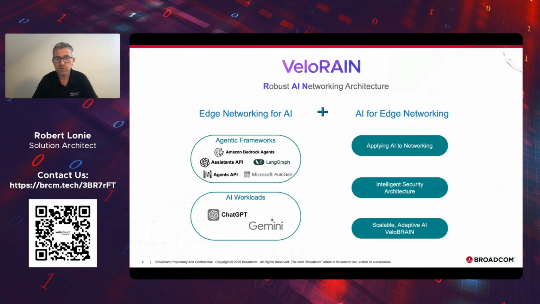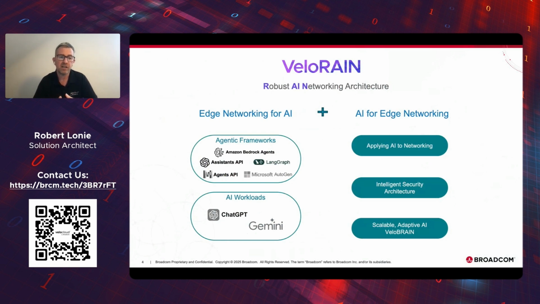Now, introducing you to VeloRain. VeloRain stands for Robust AI Networking Architecture. And we're taking a two-pronged approach to this, really. We're looking at edge networking for AI and AI for edge networking.